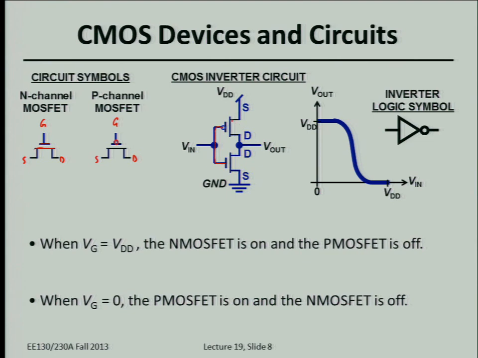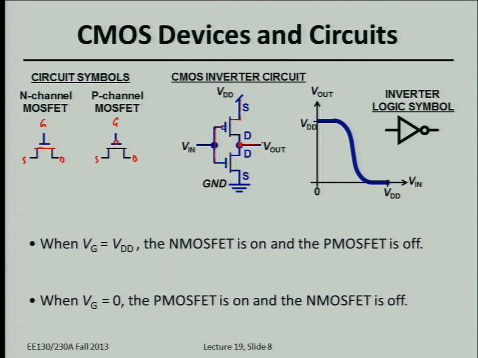And in this particular case, the source of the PMOS device is biased at the highest possible potential in the circuit, VDD. And the source of the NMOS device is biased at the lowest possible potential in the circuit, which is the ground. Okay? And the drains are tied together. Okay, so this forms a basic CMOS circuit.